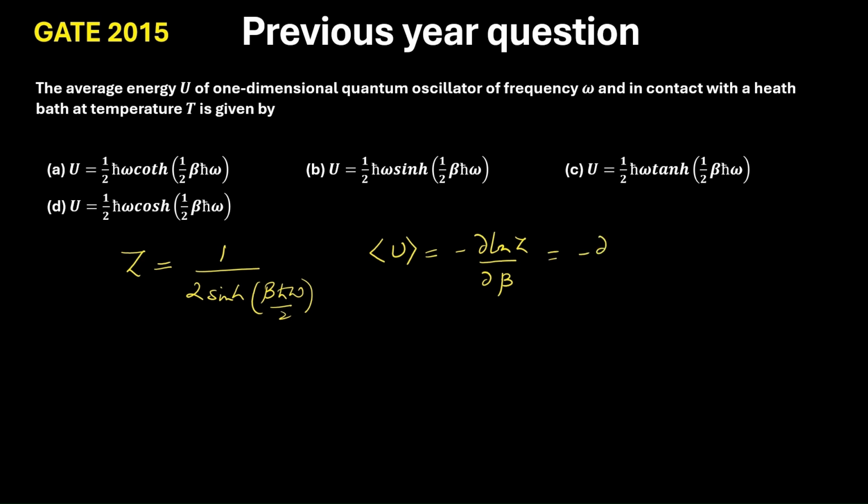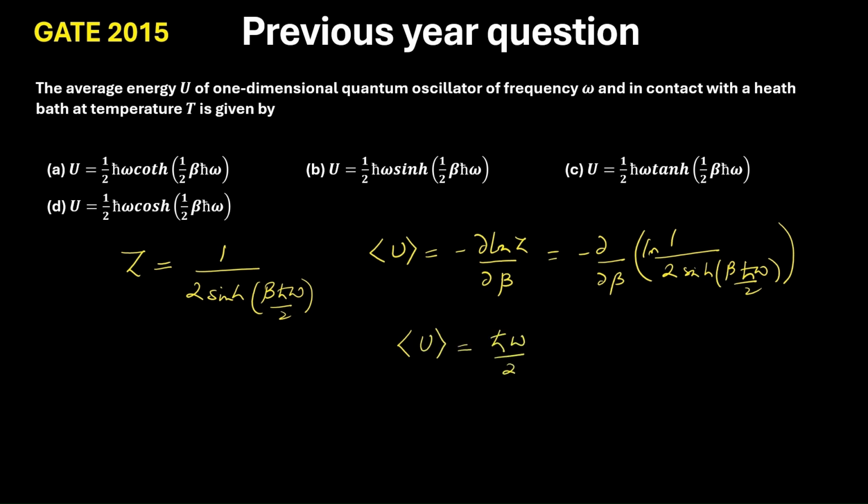You can pause the video and do this differentiation. Here log will be there, log of 2 sinh of beta h bar omega by 2. You can differentiate this, and I'll write the final expression here. It will be h bar omega by 2 coth of beta h bar omega by 2. This is the answer. So we can see it matches with option A.